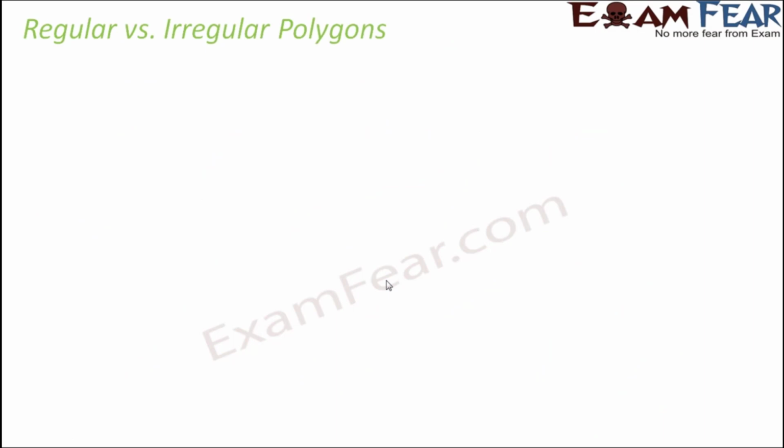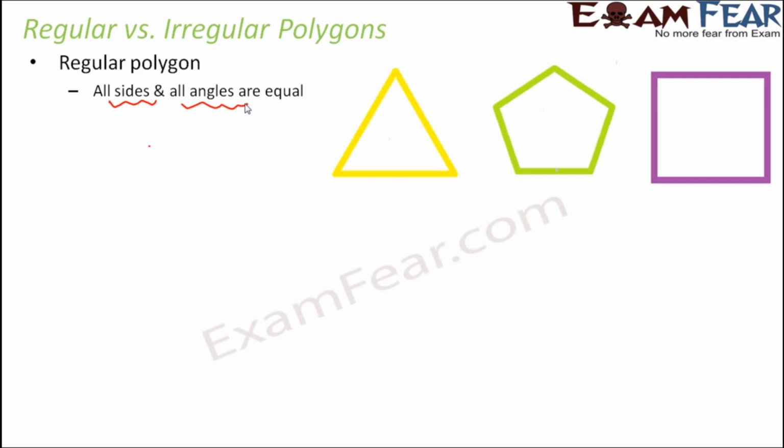Now let us discuss various categories of polygons. Now polygons can also be regular or irregular polygons. The definition of regular polygon will become easier when we take examples. So here we will have to ensure that all the sides and all the angles are equal. So let us look at some examples.